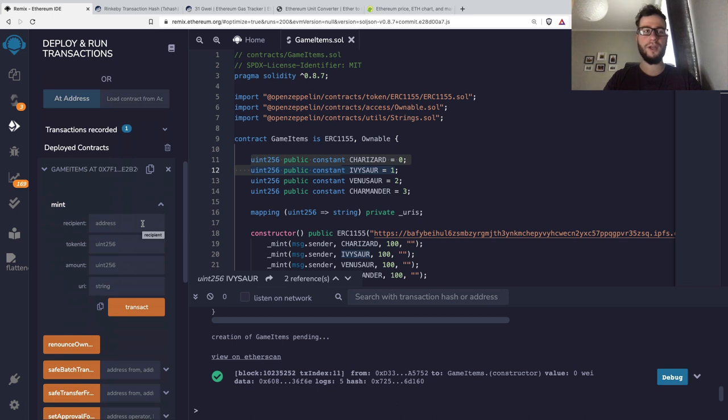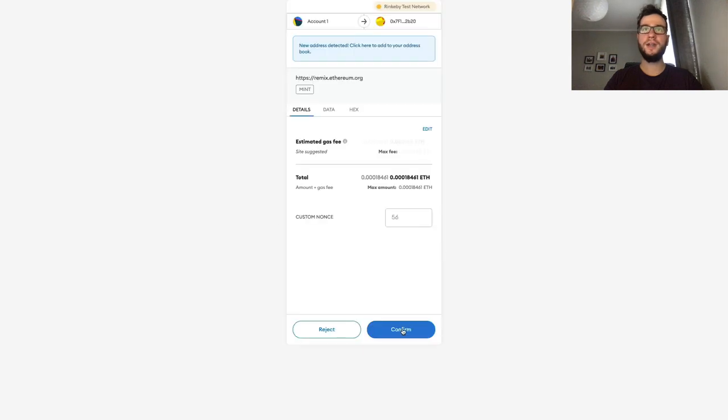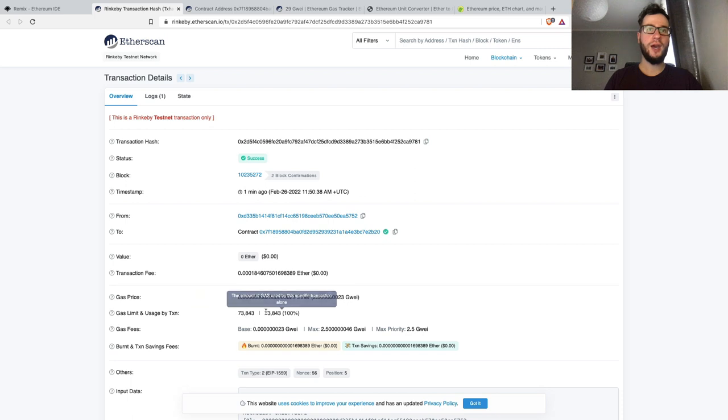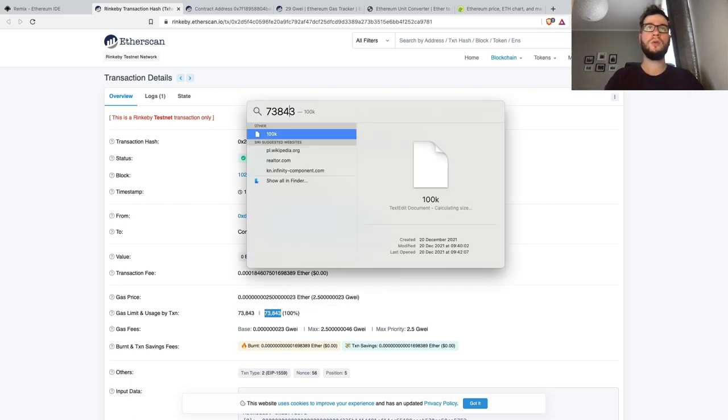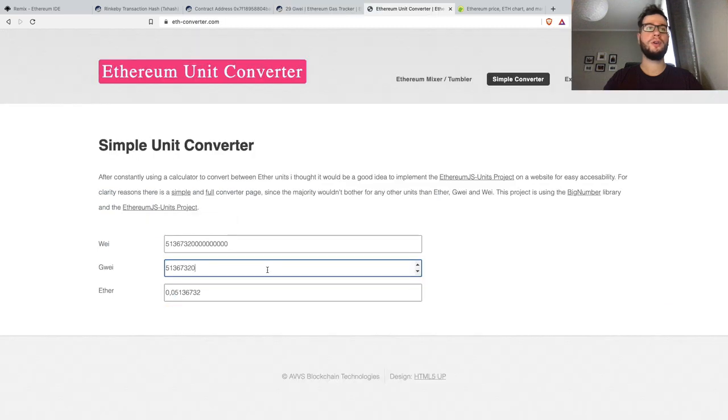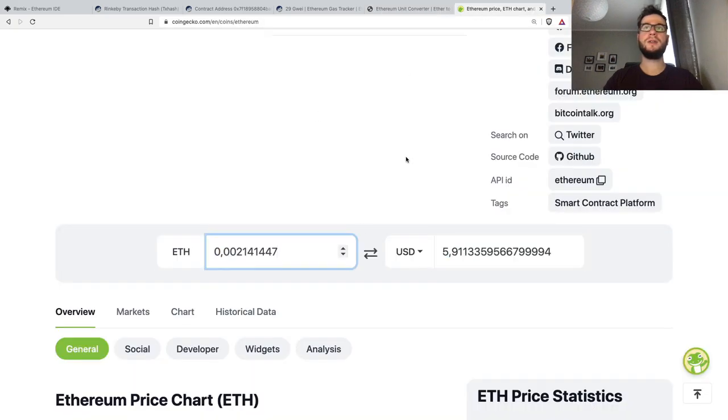And now let's say we want to get information about how much minting costs. So I will just run the mint function. I will use token ID 100, amount 1, and here test.com, and let's just do the mint. Now we can check this transaction on Etherscan. Okay, the transaction is mined. We can click to see more, and here we have the gas units, and I will multiply them by the 29 gas price in Gwei, then copy it to the unit converter, and finally convert the Ether. You can see that minting a token with this gas price on this smart contract would cost approximately $6.